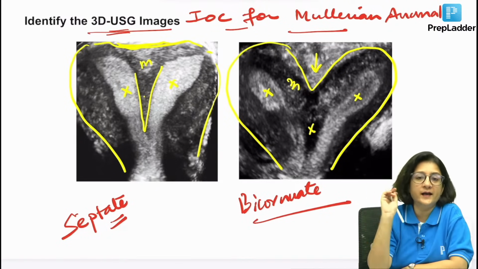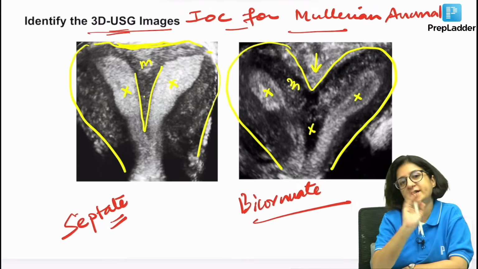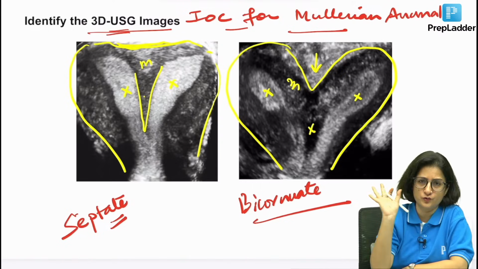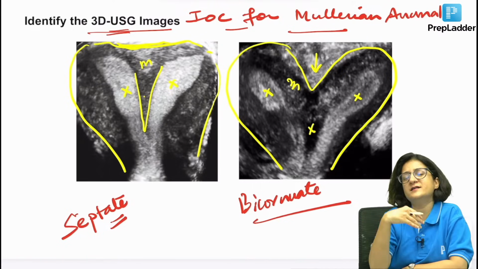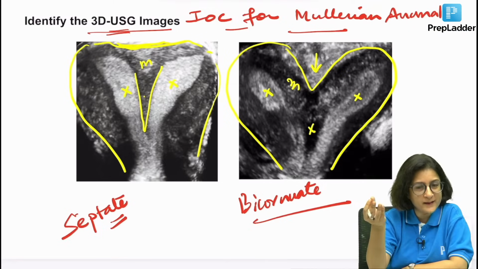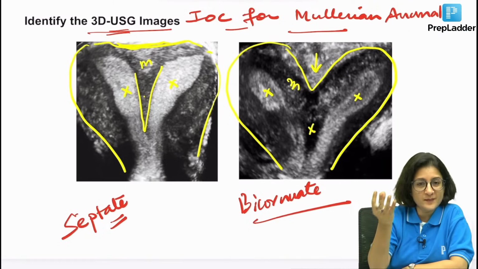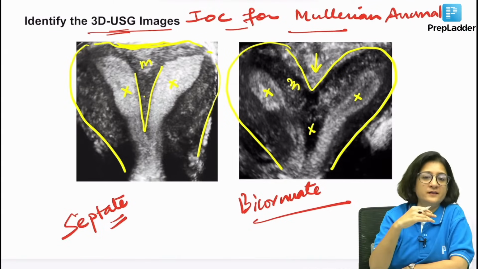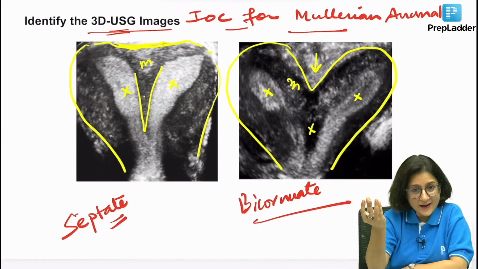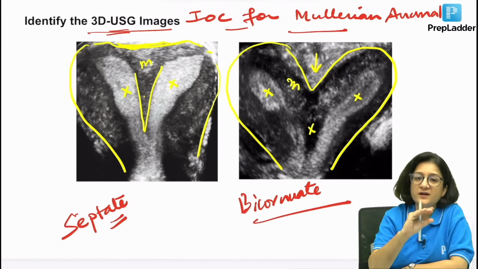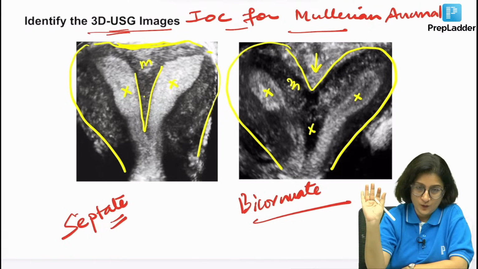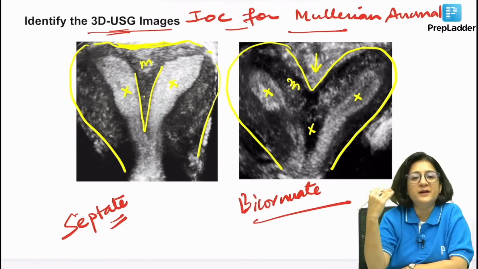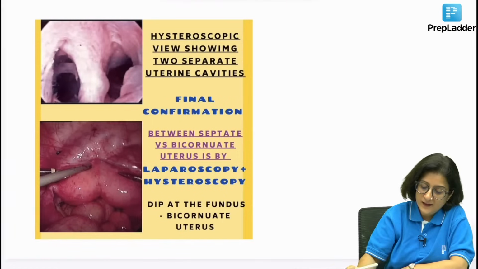3D USG can help diagnose didelphys uterus also. 3D USG can help diagnose unicornuate uterus also. It is only when the ultrasound is not able to pick it up properly. Sometimes the anomalies are very complex in nature. Sometimes they do not tell us very exactly, and we may be confused. Then we can use MRI also. MRI will give us a better picture, a better clarity.